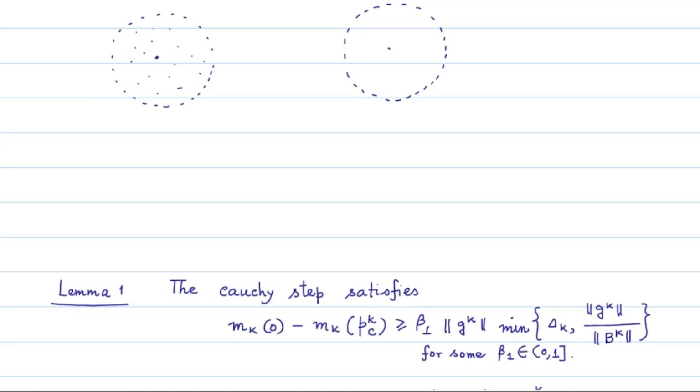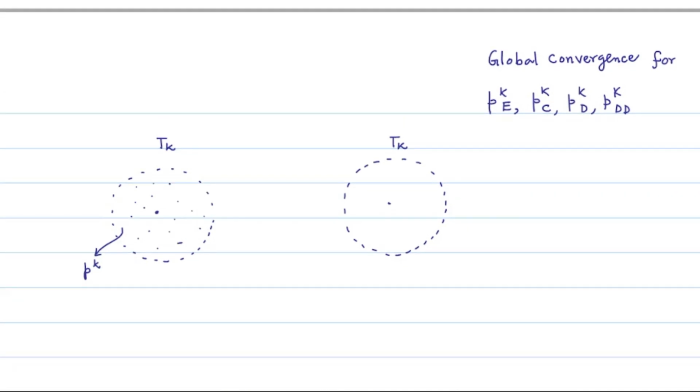A sufficient reduction condition at a given pk inside the Trust-Region is identified by this inequality. We have seen that this inequality holds true for the Cauchy step with beta 1 equal to half. Well, for the Cauchy step this inequality holds. Then how about this inequality of sufficient reduction for pke, pkd and pkdd?